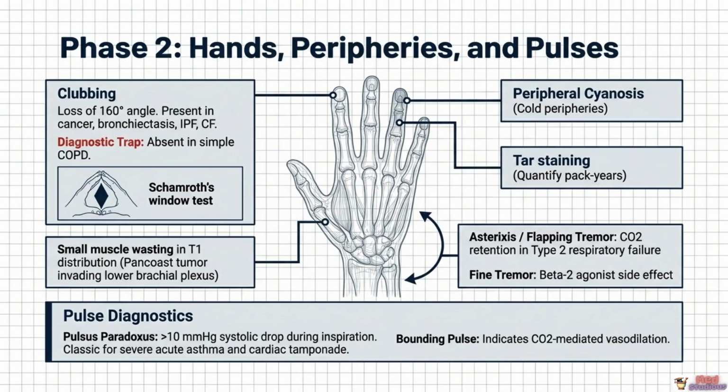Two specific tremors carry distinct meanings. Asterixis, or flapping tremor, indicates carbon dioxide retention in type 2 respiratory failure, while a fine tremor is a recognized beta-2 agonist medication side effect. Finally, pulse diagnostics reveal pulsus paradoxus, a systolic blood pressure drop greater than 10 millimeters of mercury during inspiration, classic for severe acute asthma and cardiac tamponade, alongside a bounding pulse, which indicates carbon dioxide-mediated vasodilation.